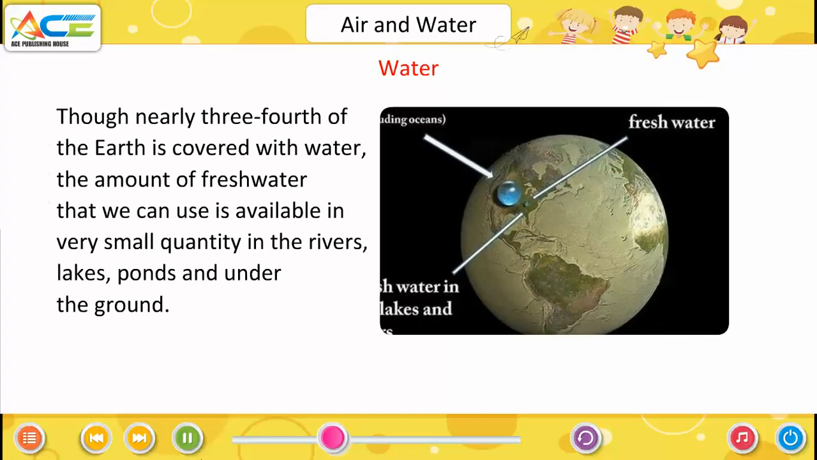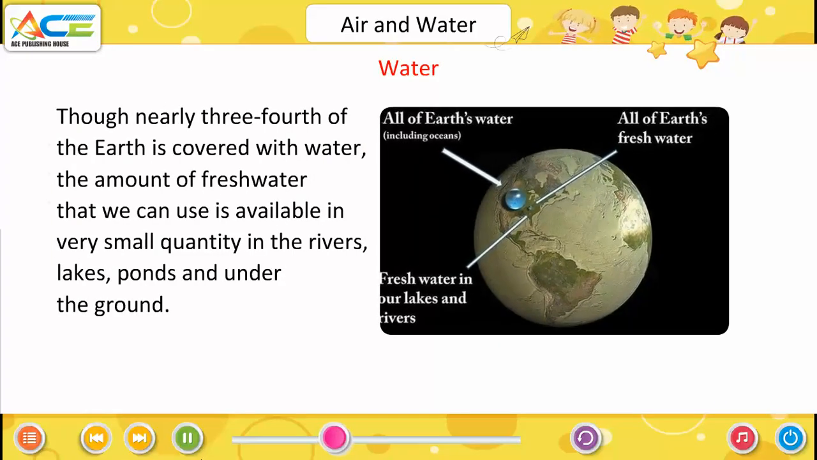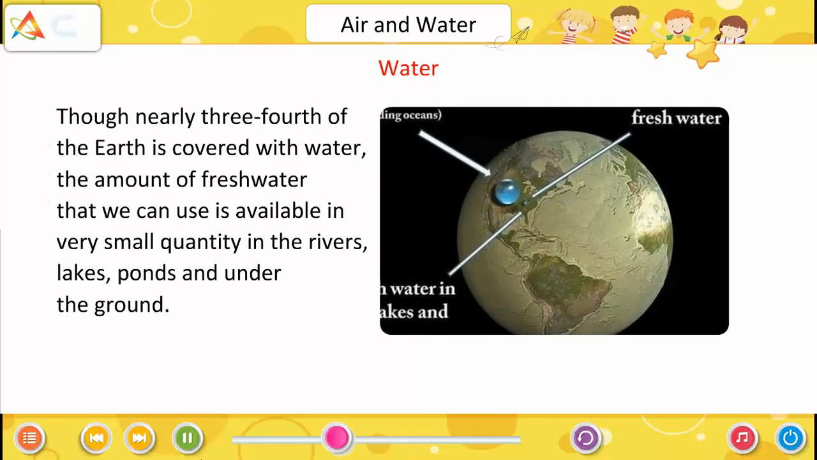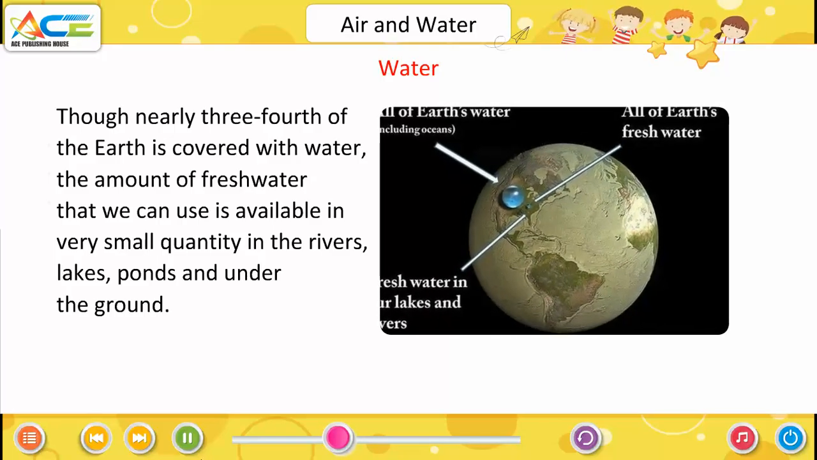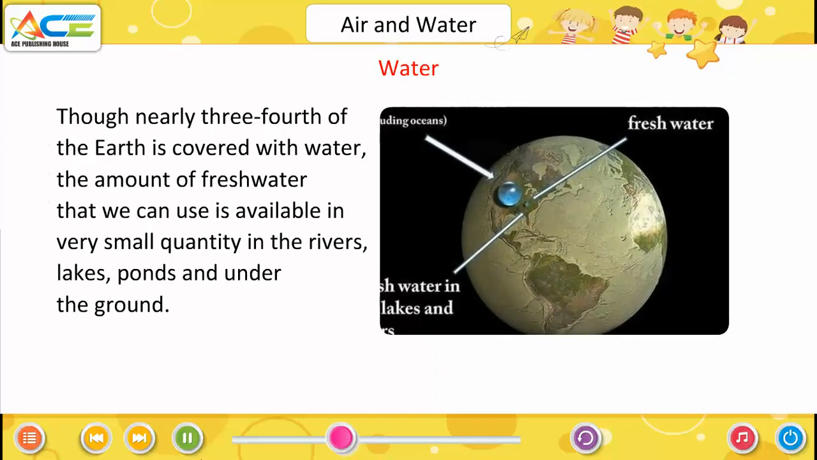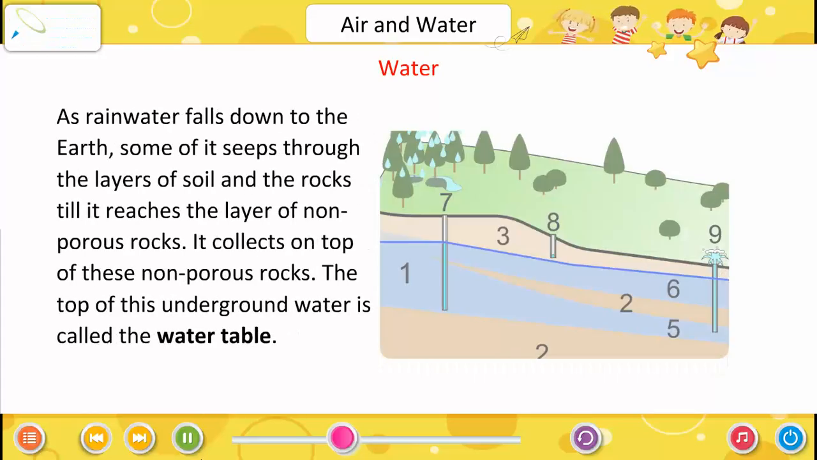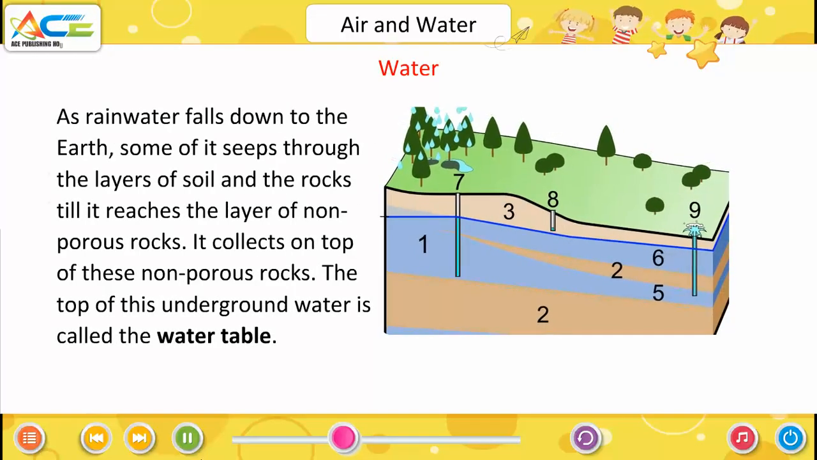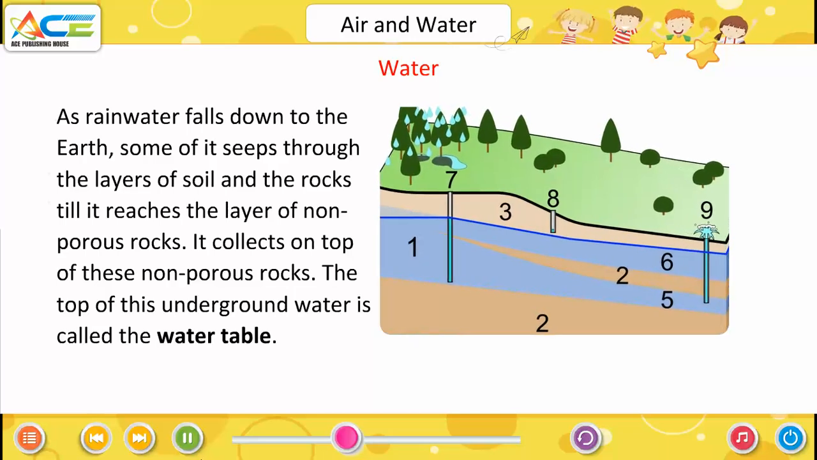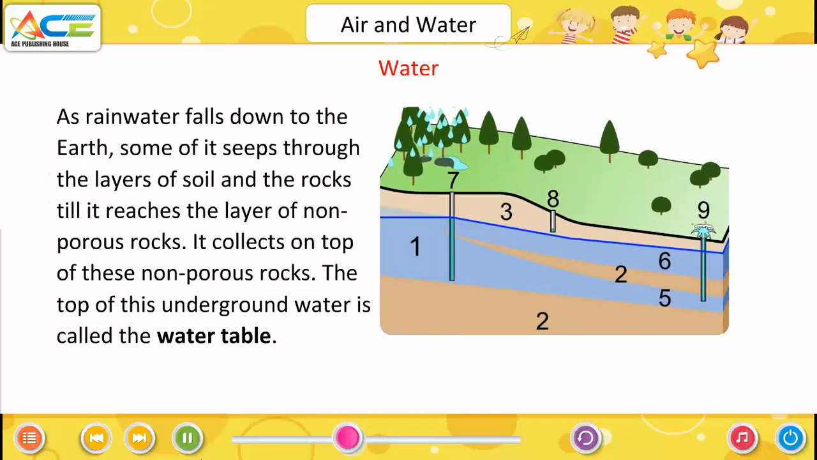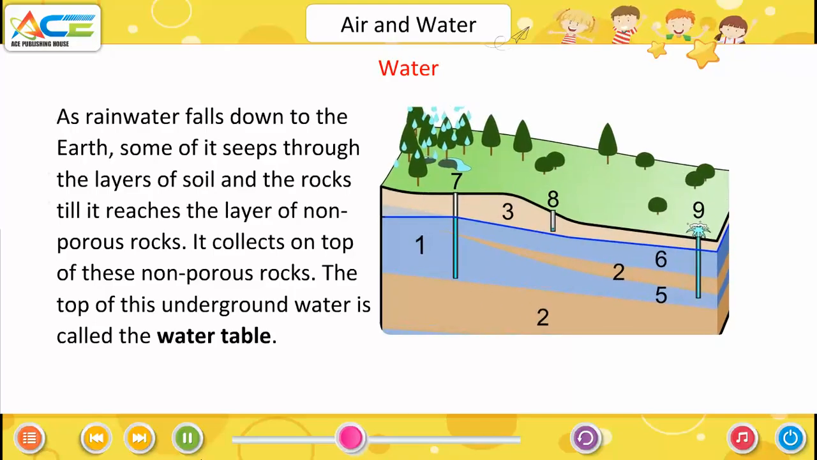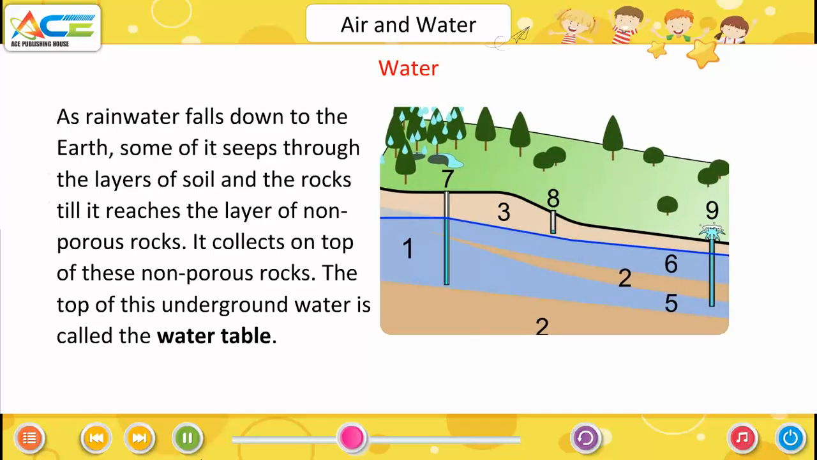Though nearly three-fourths of the earth is covered with water, the amount of fresh water that we can use is available in very small quantity in the rivers, lakes, ponds, and under the ground. As rainwater falls down to the earth, some of it seeps through the layers of soil and the rocks till it reaches the layer of non-porous rocks. It collects on top of these non-porous rocks.